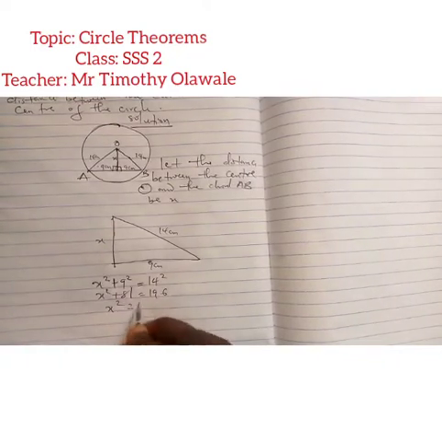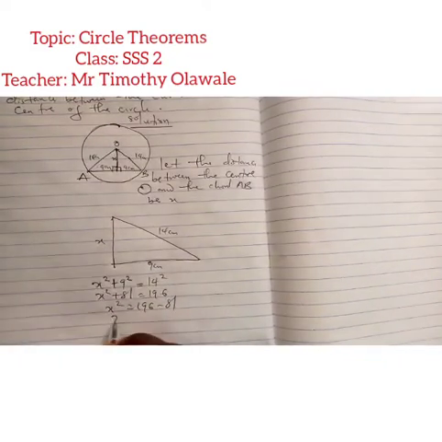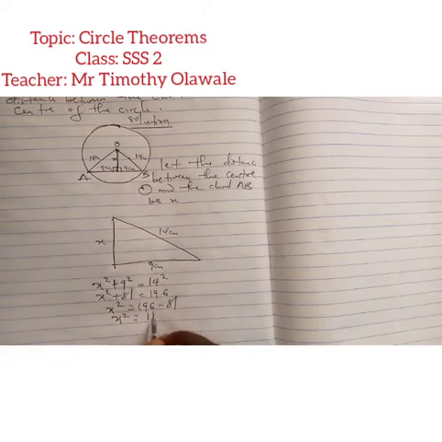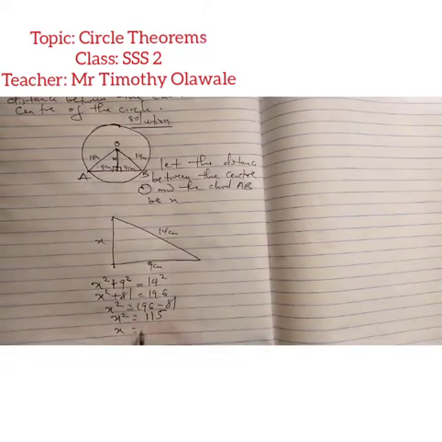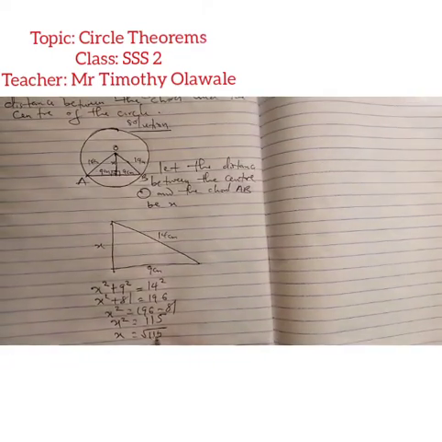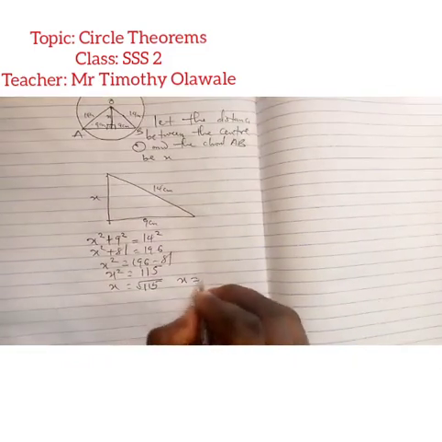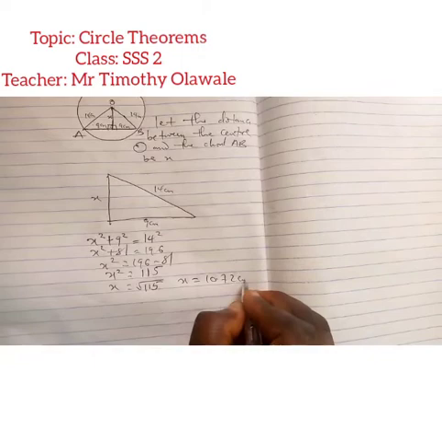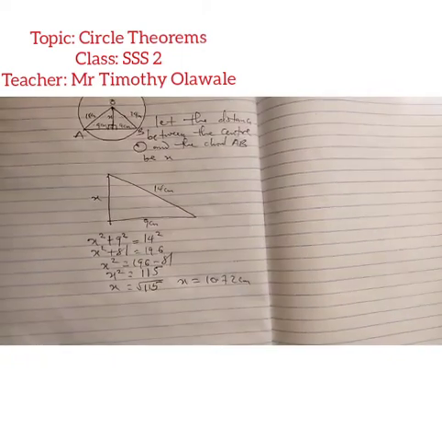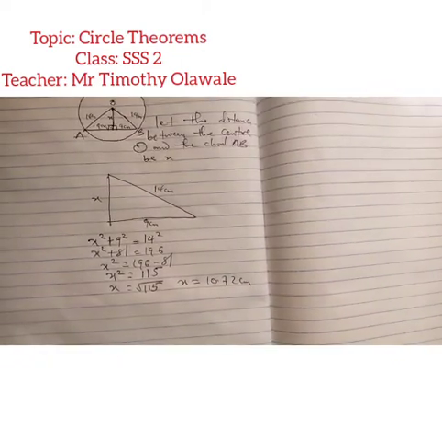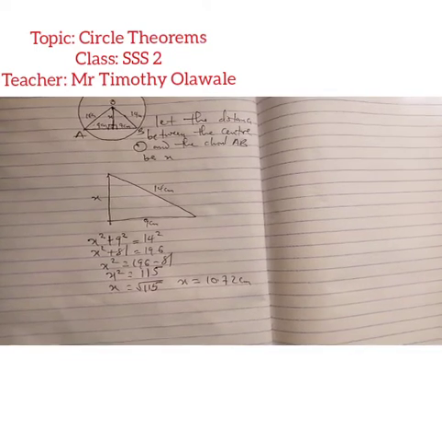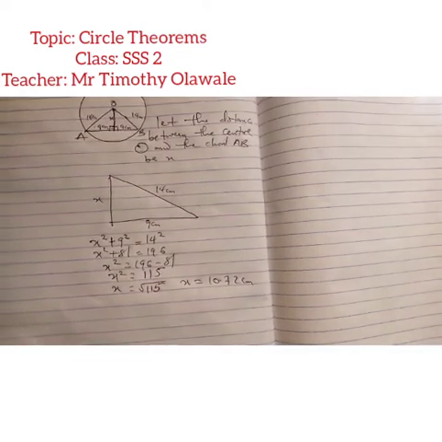x squared equals 196 minus 81. x squared equals 115. x equals the square root of 115. So we have x equals 10.72 centimeters. So that is the distance between the chord and the center of the circle. Is that clear?